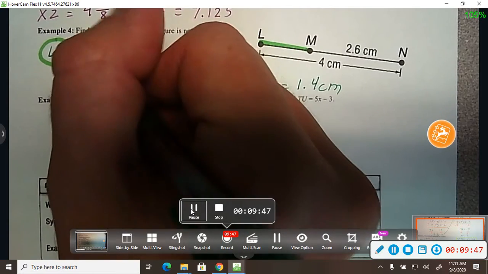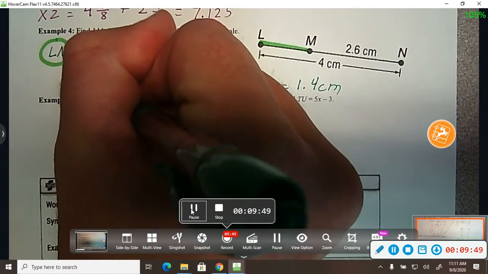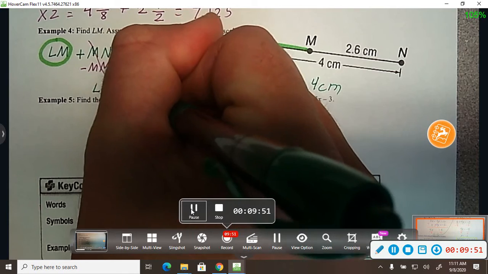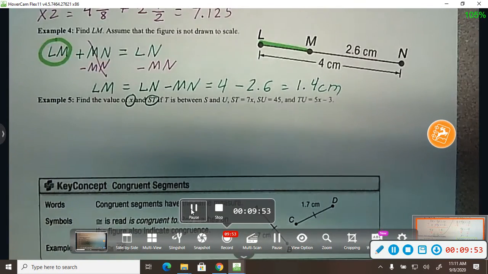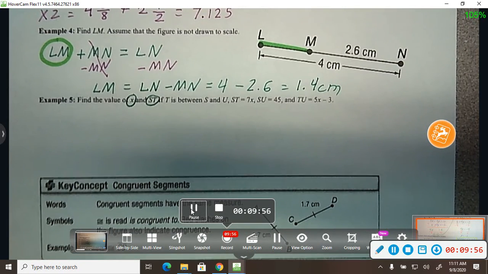In my old district, we would circle what they're asking us to find so I don't forget. So at the end, I should say x equals, ST equals. T is between S and U. So I need to draw a picture. How you draw your picture is up to you.